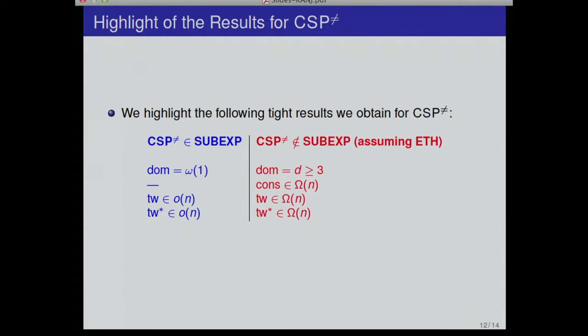So if the primal tree width is sublinear, the problem is in sub-exponential time. If it's linear, it's not. The same thing holds for the incidence tree width.